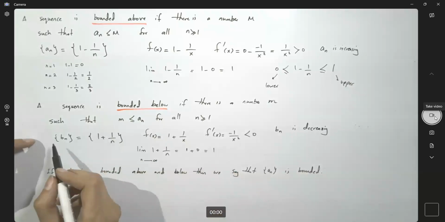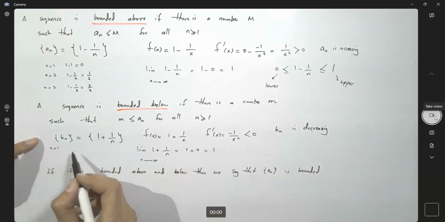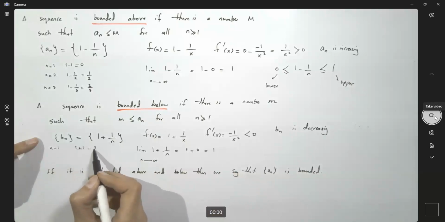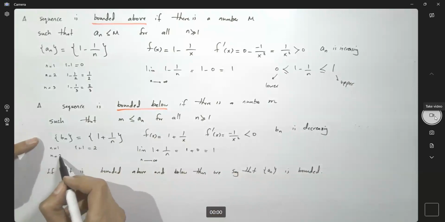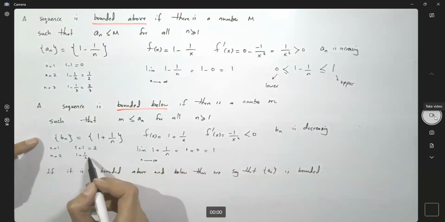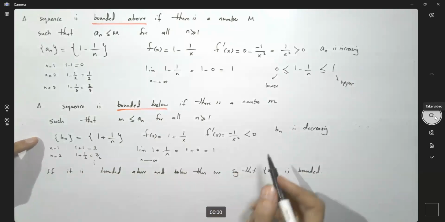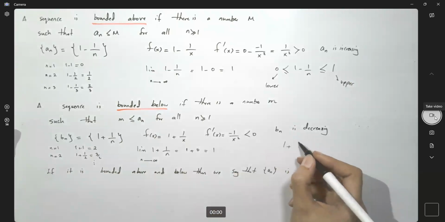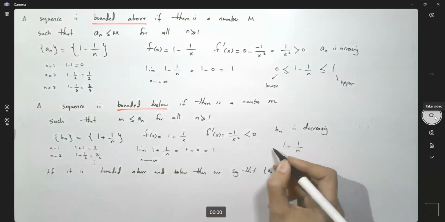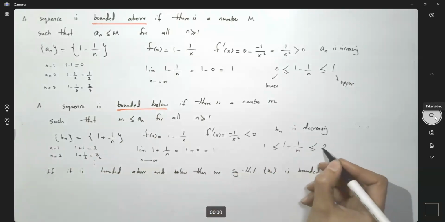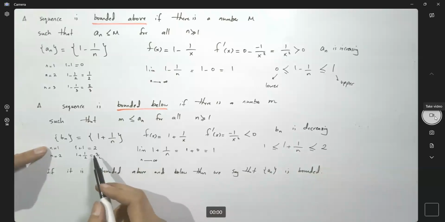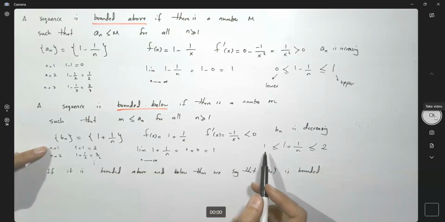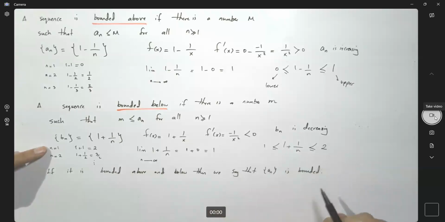If you write down the terms of this sequence, if n is equal to 1, you get 1 plus 1, which is 2. If n is equal to 2, you get 1 plus a half, which is 3 halves, and so on. This sequence is bounded between 1 and 2. The minimum value it has is going to be 1, and the maximum value it has is 2.